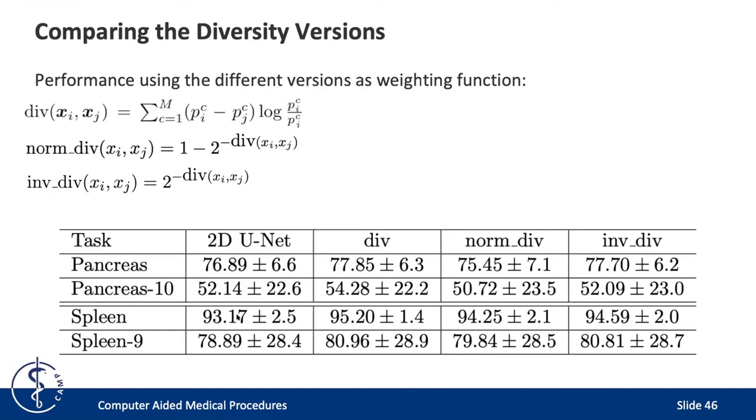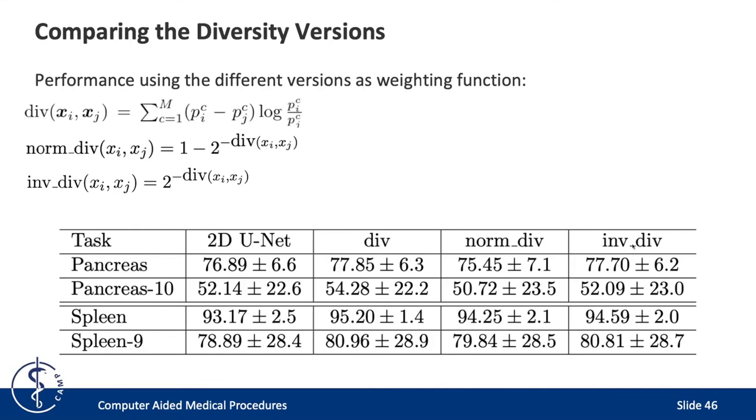For the spleen, okay, we still have some improvement here, but the improvement is also smaller compared with using the normal diversity. That's something that we found interesting because we were expecting this to have more or less the same or similar results, because this is just the normalized version of this one here. Well, that's what we were expecting.